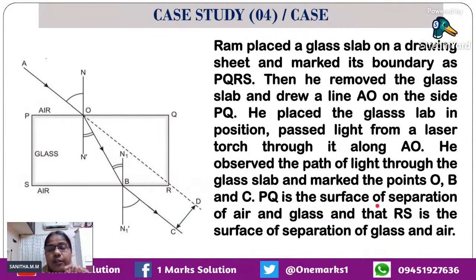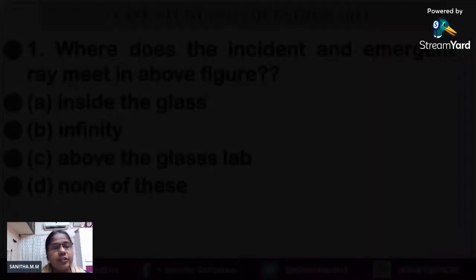PQ is the surface of separation. You can see PQ is the surface of separation between air and the glass, and RS is the surface of separation of glass and air. And some idea you got about the glass slab and the refraction, double refraction here occurs. Now we can go for the questions regarding this case study.